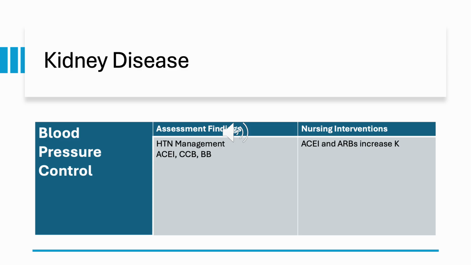Just a note of caution, those that are prescribed ACE inhibitors and ARBs, those can increase potassium in the body, which also happens with kidney disease. So when it's given to patients with kidney disease, it can increase the potassium further. So watch for that.